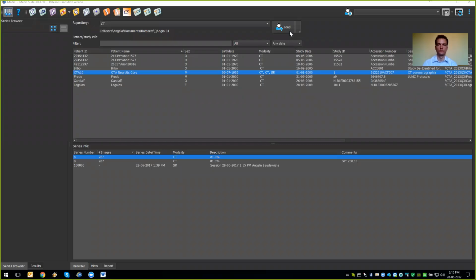Okay, so after this great presentation by Martin, I would like to show you the latest version of the software that we have, the QAngio CT, for doing these quantitative coronary analyses on CT.